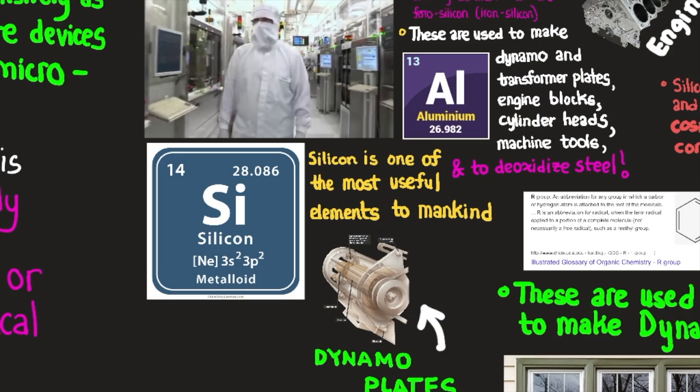So silicon is one of the most useful elements to mankind, again considering that we use it to make computers which run everything that we do today. Without silicon, we would still be essentially in the Dark Ages. We would be back in the Renaissance 1,000 years ago.